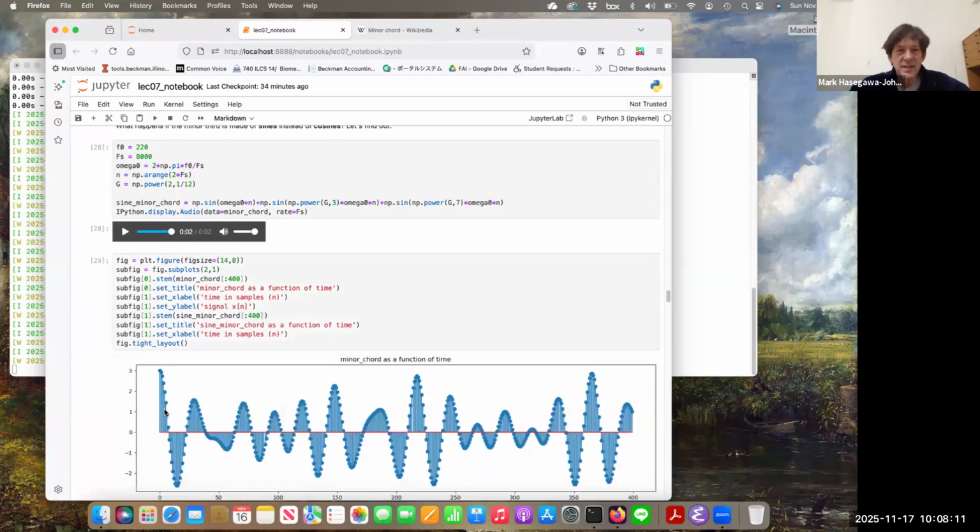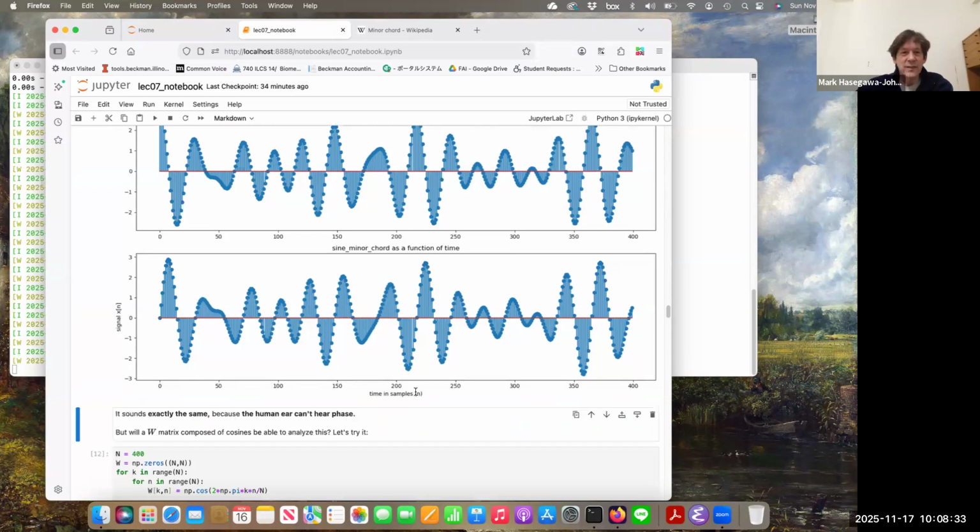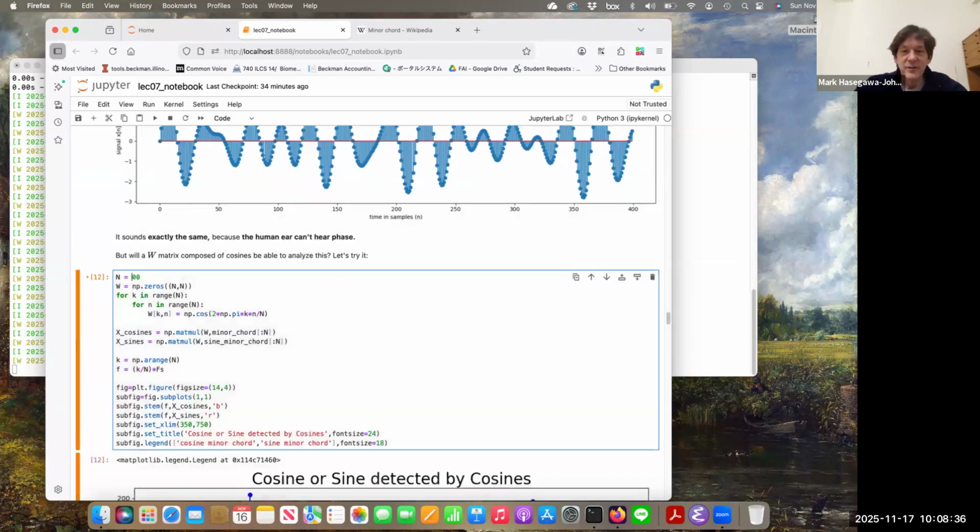Here's the minor chord, it starts out high. Here's the sine minor chord, it doesn't start out high. You can see they look qualitatively similar, but they're a little bit different in terms of their time alignment, right? That time alignment is because the top one is constructed from cosines, the bottom one from sines. They look pretty similar, they sound identical, but what's interesting is when we take our 1100 sample W matrix constructed using cosines and multiply it times the sine minor chord, we will get nothing at all.